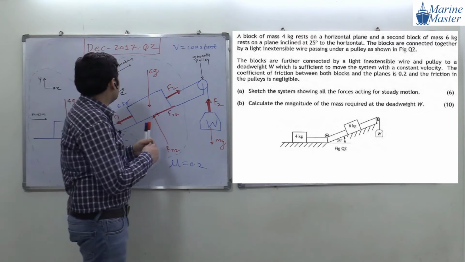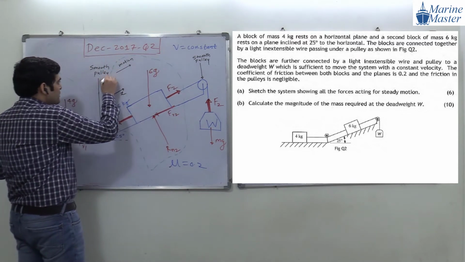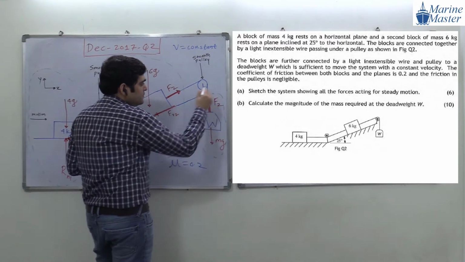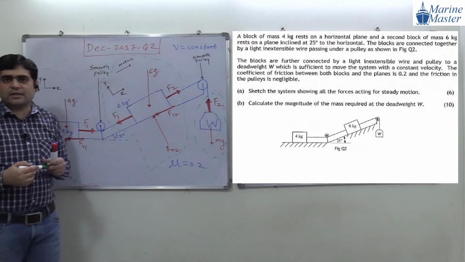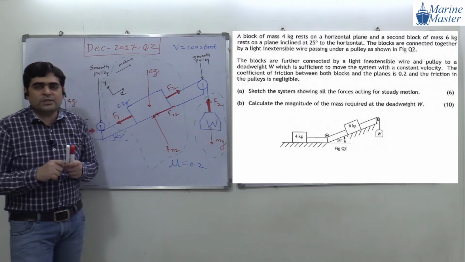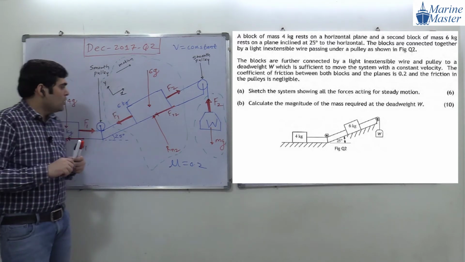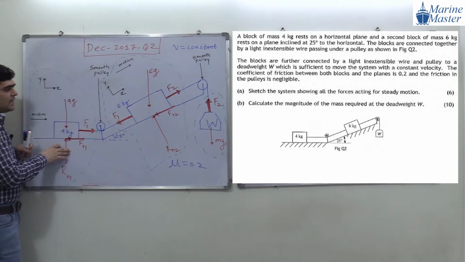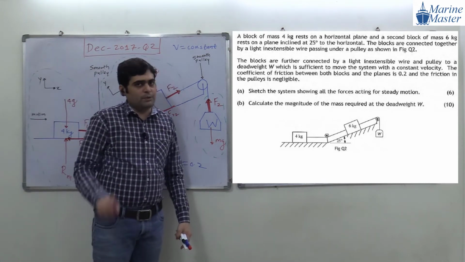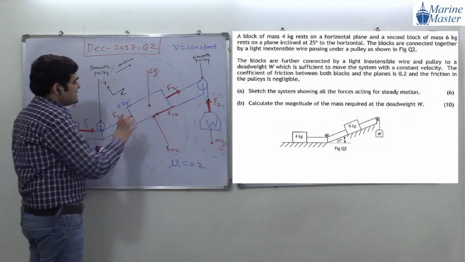So this is our third system. See the scenario here. How many force systems do we have? There are 3 force systems. The first one is for the 4 kg mass, the second one is for the 6 kg mass, and the third one is for the dead weight W. Okay. Good.